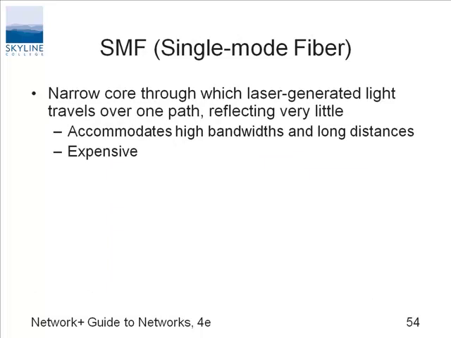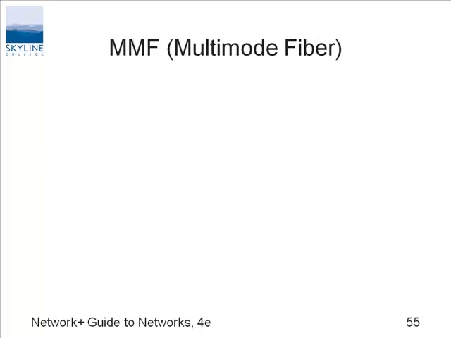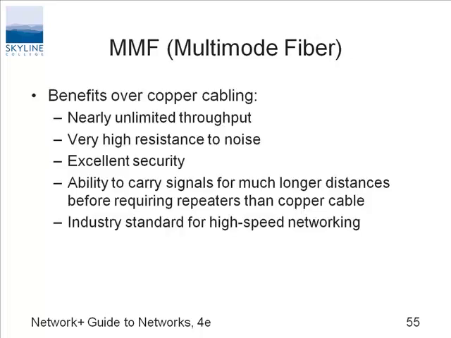Single mode fiber, we talked about it, I think, when we started the class. Narrow wire accommodates high bandwidth, long distances, and it's going to be expensive. Not necessarily because the fiber costs more to make, but because the connectors have to be so much more precise. Multimode, benefits over copper, nearly unlimited throughput, high resistance to noise, excellent security, on and on and on.